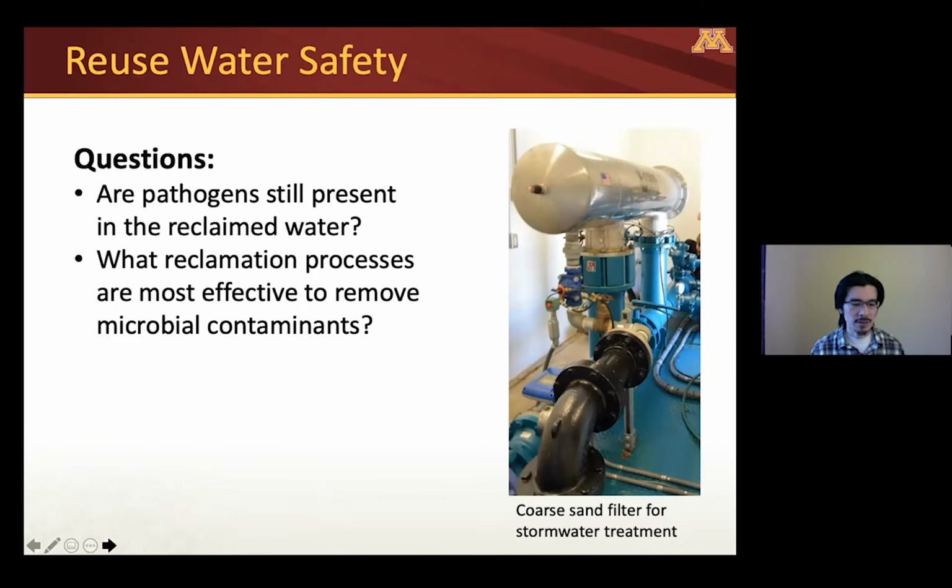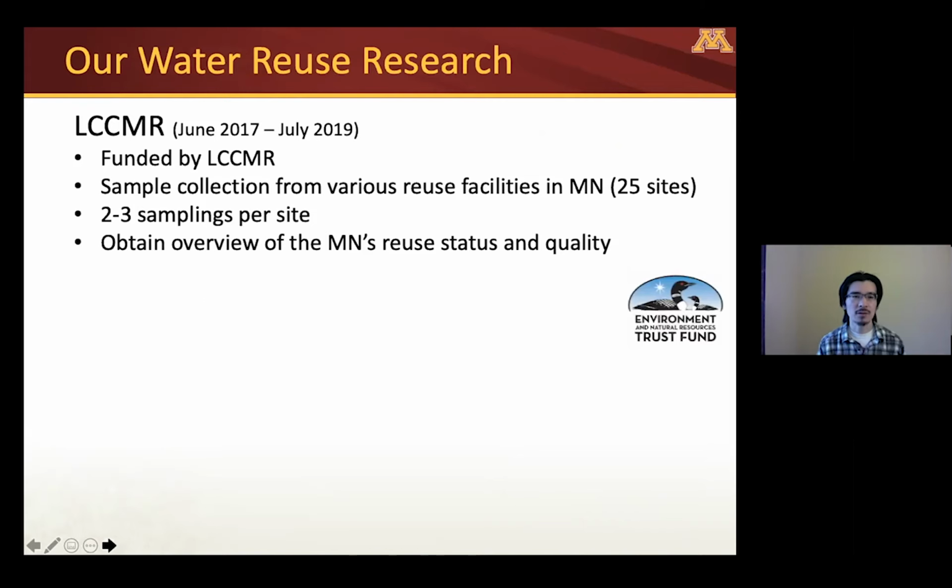To answer these questions, we have been working on various water reuse research. One of the research was funded by LCC-MR, and this is done from 2017 to 2019. We collected water samples from various reuse facilities throughout Minnesota. And we collected 2 to 3 samples during the 2-year period. The major purpose of this research is to obtain the overview of the Minnesota reuse status and quality.